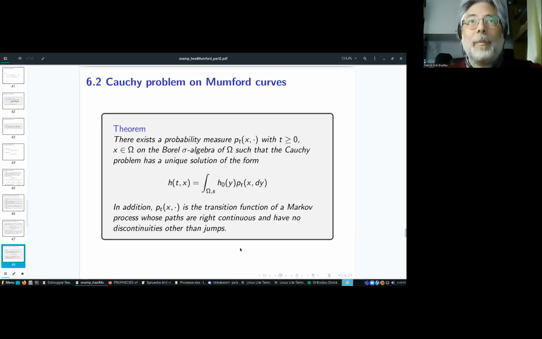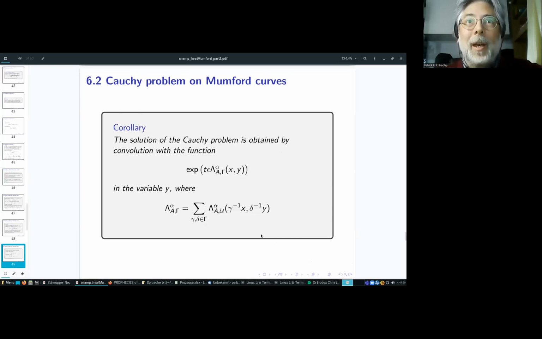equation. Again, we have our measure, which makes a Markov process, and the paths are right continuous, have no discontinuities other than jumps. And this comes again from convolution with respect to the y variable for this now doubly invariant function coming from the heat operator.